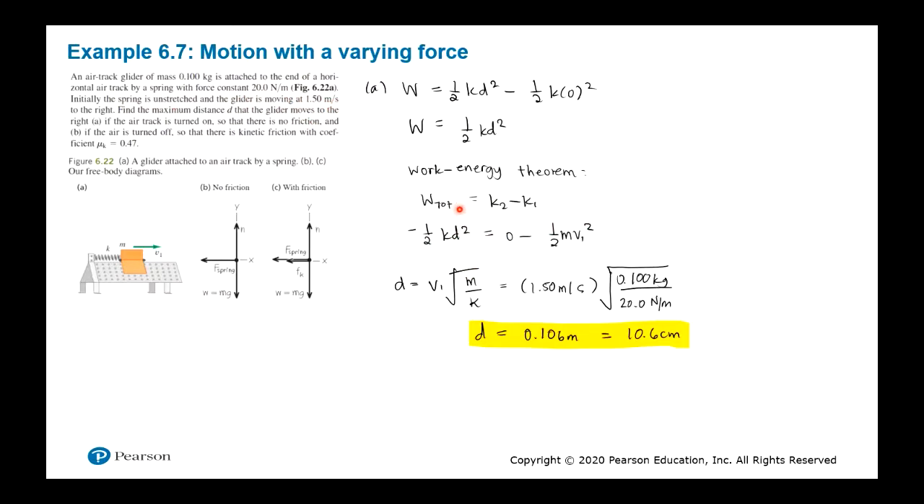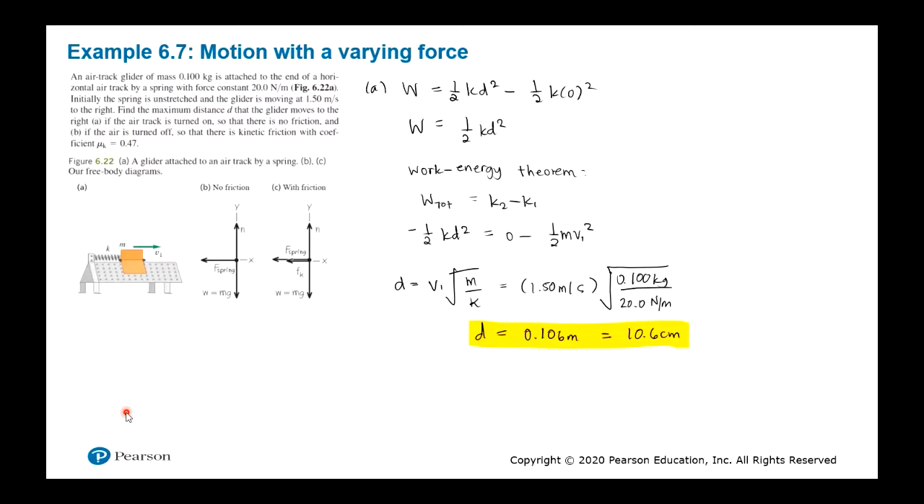And then isolating d, we get v1 times the square root of m, the mass, over the force constant k. Is it given? Yes, it is given. Mass is given, the force constant is also given, and we already have an initial velocity. So that's 1.5 meters per second times the square root of 0.1 kilograms over 20 newtons per meter, giving us a distance of 0.106 meters. So this is the maximum distance that the glider moves to the right if the air track is on.